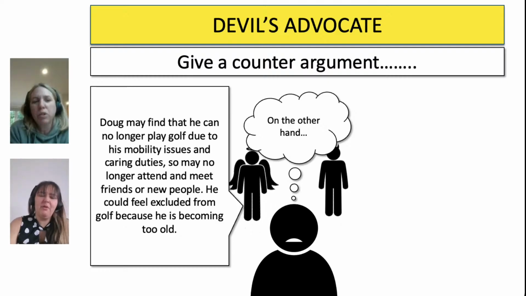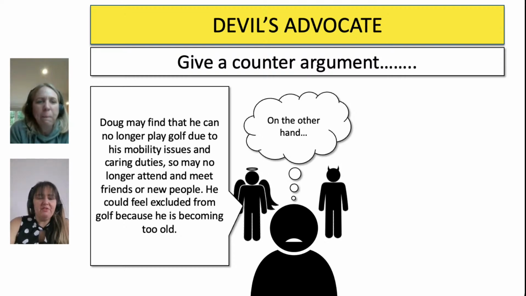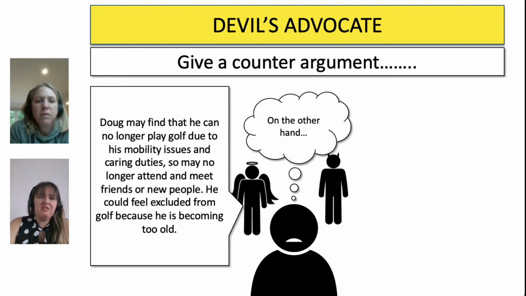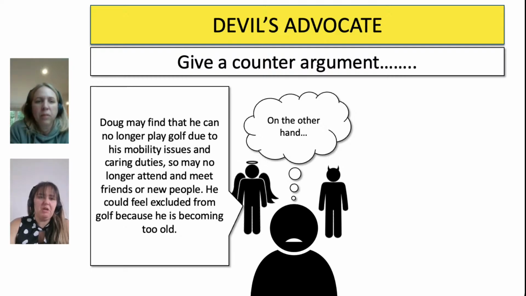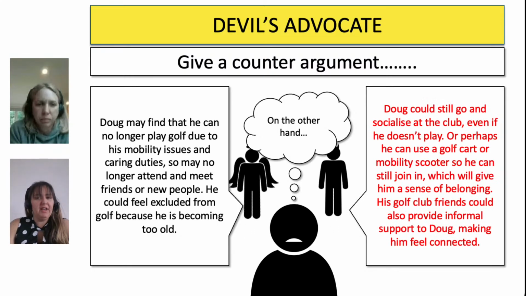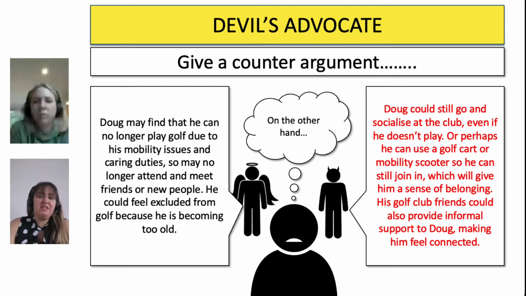So I think, have we got one more example? Yeah, so here's another example, just one here. Go on, Laura, just quickly talk us through this one, if that's all right. Yeah, of course. So we've got Doug may find that he can no longer play golf due to his mobility issues and caring duties. So he may no longer attend and meet friends or new people. He could feel excluded from golf because he's becoming too old. On the other hand, Doug could still go and socialise at the club even if he doesn't play.